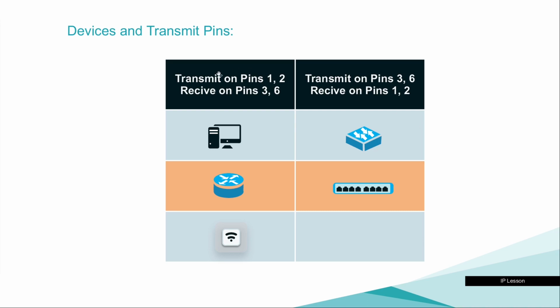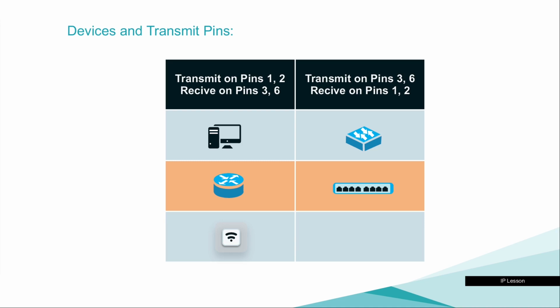Those are the differences between the transmit and receive data pins on the devices. We have the desktop or computer. We have the router and access point transmitting data on pins 1 and 2, receiving data on 3 and 6. And the other devices are the switch and the hub, transmitting data on 3 and 6, receiving data on 1 and 2.